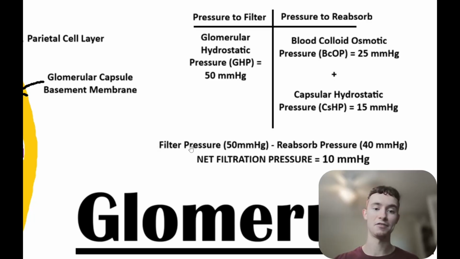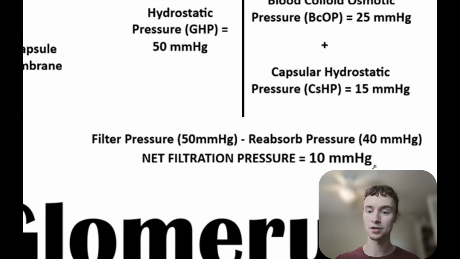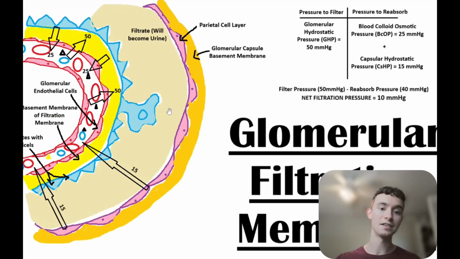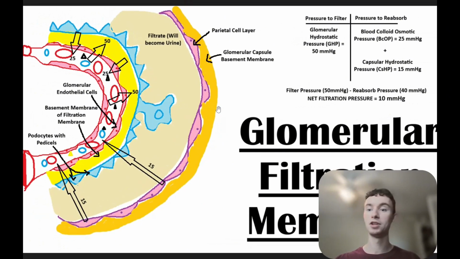And so now we have a filter pressure going out, fluid to make urine, is 50, and to keep everything else, keep the fluid and not make urine, is 40. And so your net filtration pressure is actually going to be 10 millimeters of mercury. So naturally, the kidney functions on a 10 millimeters of mercury net filtration pressure, okay? And of course, that's subject to change.